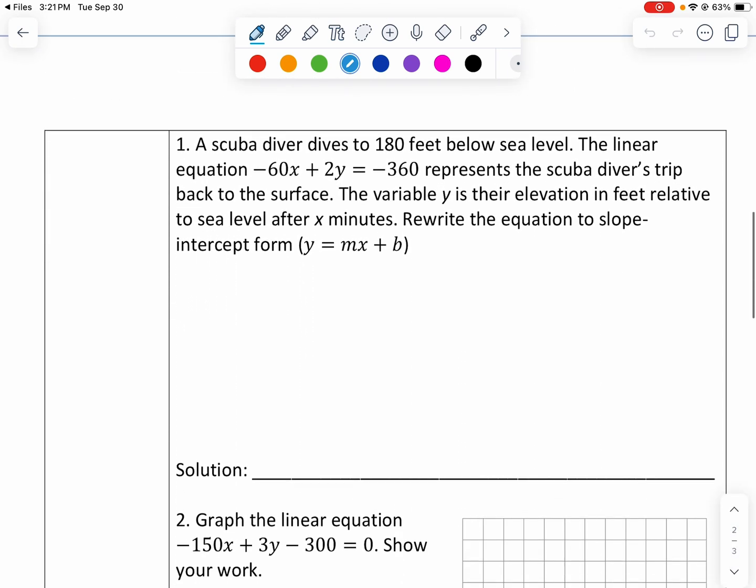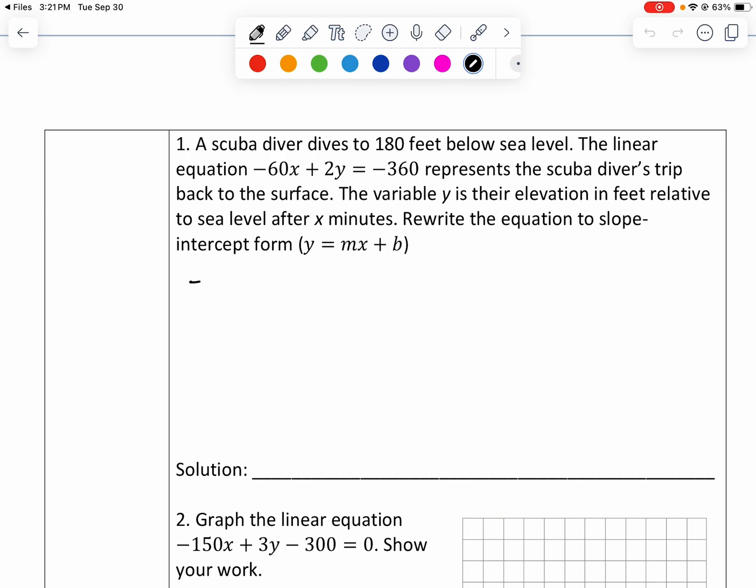Okay, so number one says a scuba diver dives to 180 feet below sea level. The linear equation negative 60x plus 2y equals negative 360 represents the scuba diver's trip back to the surface. The variable y is their elevation in feet relative to sea level after x minutes. Rewrite the equation to slope-intercept form.